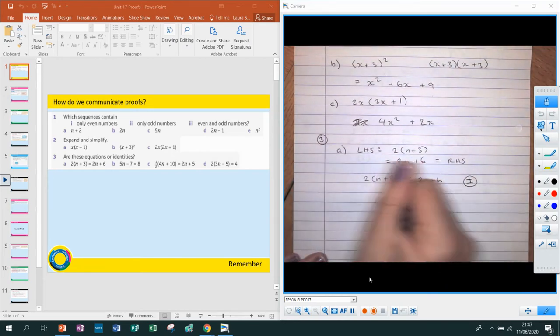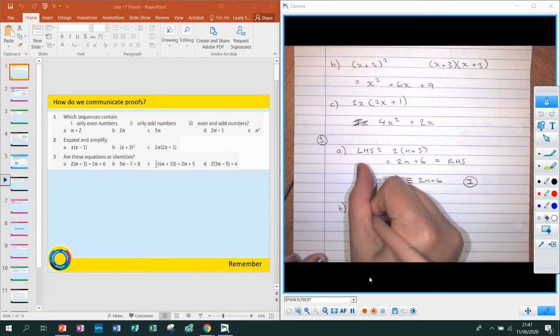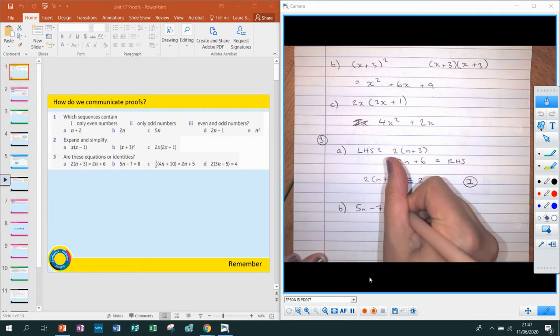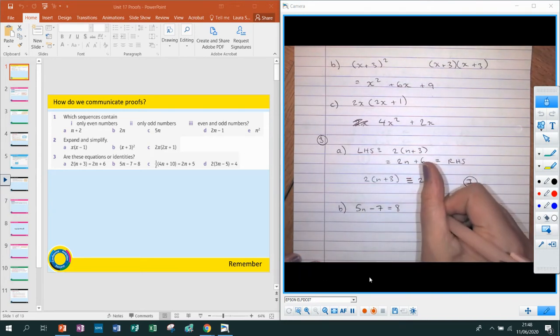Right. Part B. Okay, we have 5n minus 7 is equal to 8. Well, who says 5n minus 7 is always equal to 8? That's not an identity, so that's an equation.